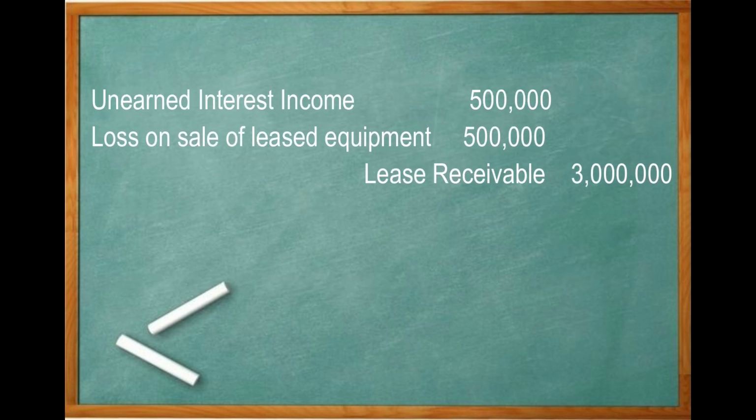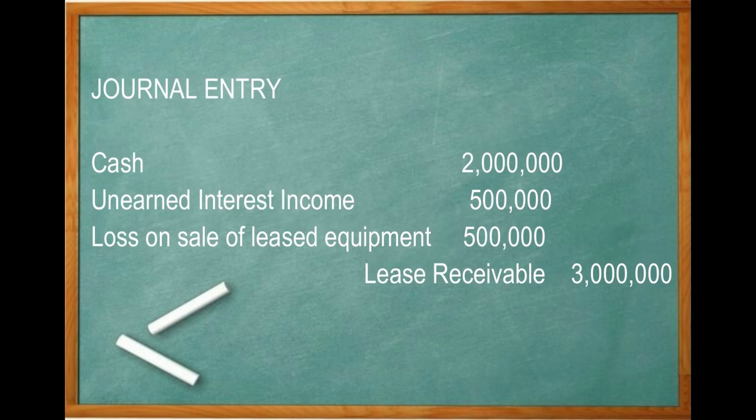Ngayon naman ay i-journal entry na natin. Debit cash na 2 million, debit unearned interest income na 500,000, lease receivable, credit 3 million, and then yung loss on sale naka-debit na 500,000.